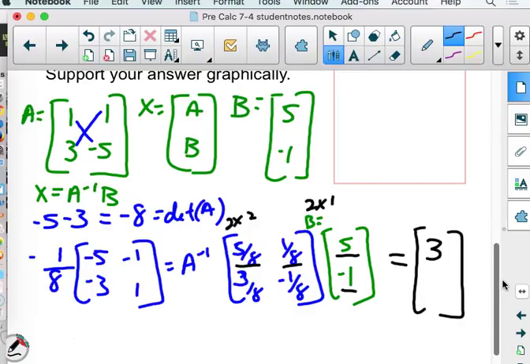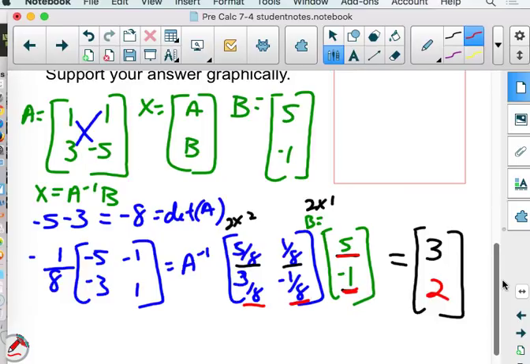Then we go ahead and go to row 2, column 1. 3/8 times 5 is 15/8. -1/8 times -1 is 1/8. 15/8 plus 1/8 would be 16/8, which is 2. So our solution matrix that we have here is going to be 3 and 2.